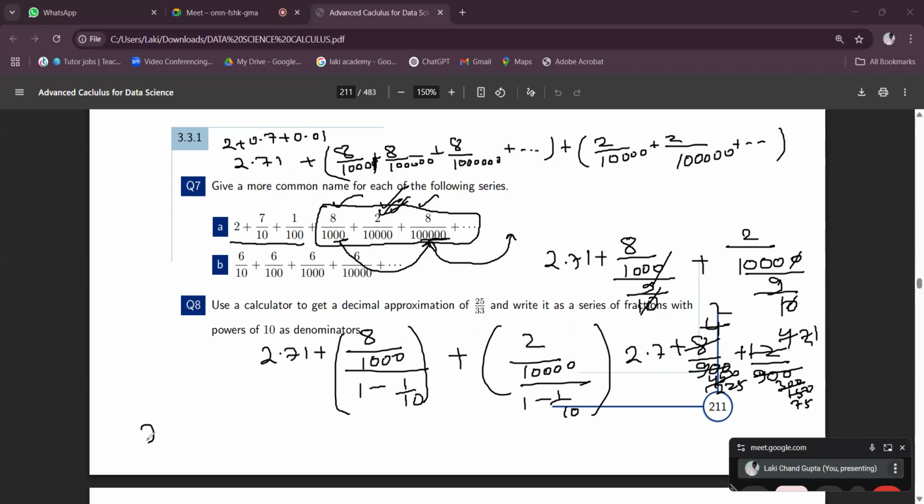So the final answer will be 2.71 plus 2 by 225 plus 1 by 75. Okay. When you simplify this again, you will get the answer. Okay. Yes, this will be a long type question.